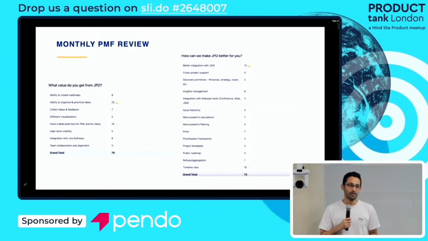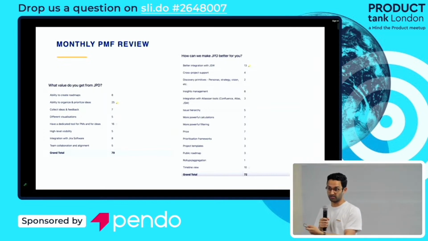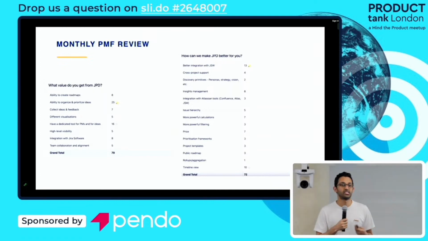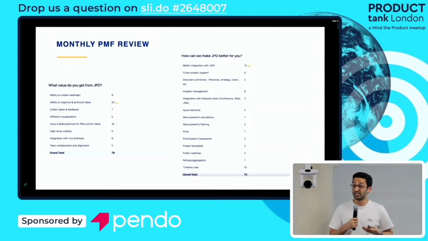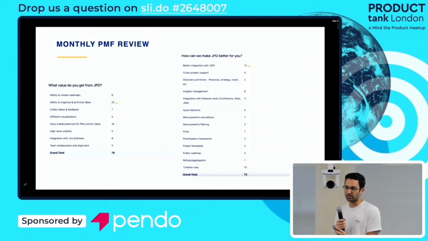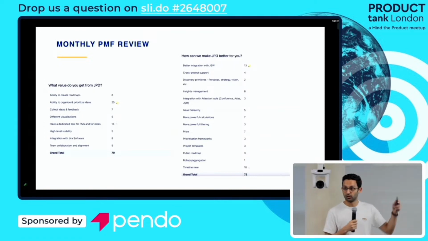So that value declines. But when you ship something, so say, for example, how can we make JPD better for you? The most common response there was to have a better integration with Jira Software, which is one of the main products that Atlassian has. And when we ship something like that, we want to see that the next month or the month after, it's not coming up as often in this survey. If it doesn't, it tells us that either we missed the mark with the feature, we didn't quite get it right, or alternatively, customers are struggling to find it or extract the value from the feature as well. So it's really helpful for us to look at that come up and down.